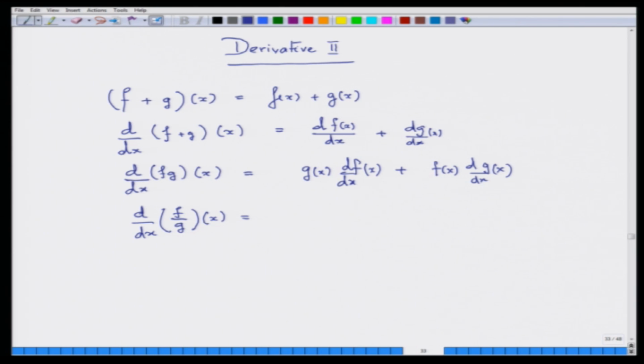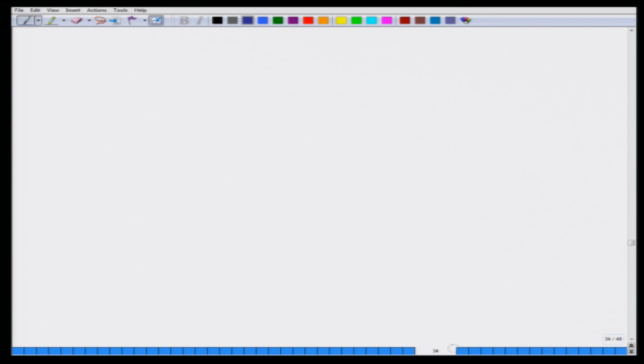Of course, g(x) here cannot be equal to 0 any time. If this is the case, again the first principle will show that this is what you have. One has to be very careful in this: g(x) into the derivative of f minus f(x) into the derivative of g, all over g(x) squared. This rule becomes helpful many times. The key rule that I want to mention here is the chain rule.